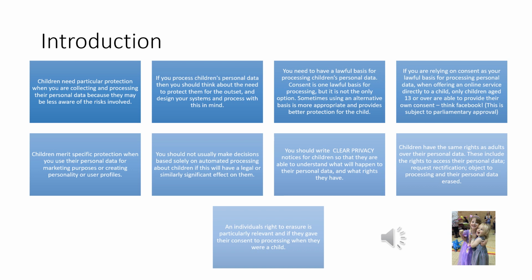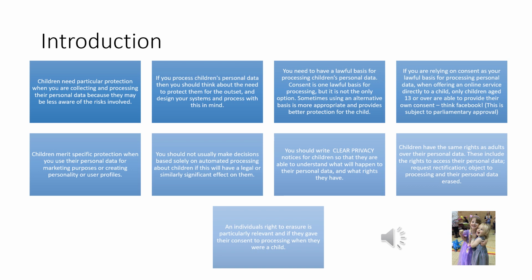Introduction. Children need particular protection when you are collecting and processing their personal data because they may be less aware of the risks involved. If you process children's personal data, then you should think about the need to protect them from the outset and design your systems and processes with this in mind. You need to have a lawful basis for processing children's personal data. Consent is one lawful basis for processing, but it is not the only option. Sometimes using an alternative basis is more appropriate and provides better protection for the child.